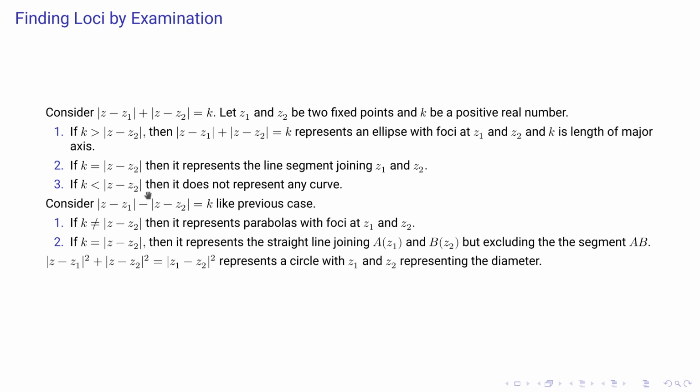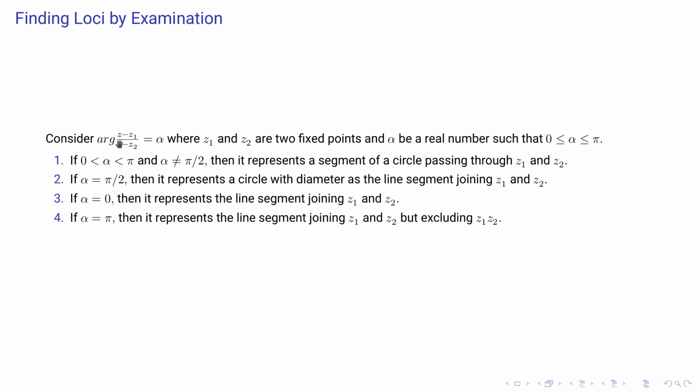Now we put this minus sign in place of plus here, like the previous case, and if k is not equal to mod of z1 minus z2, then it represents two hyperbolas with foci at z1 and z2. If k is equal to mod of z1 minus z2, then it represents the line joining z1 and z2 but excluding the segment between them. And if we have mod of z minus z1 squared plus mod of z minus z2 squared is equal to mod of z1 minus z2 squared, then it represents a circle with z1 and z2 representing the diameter.